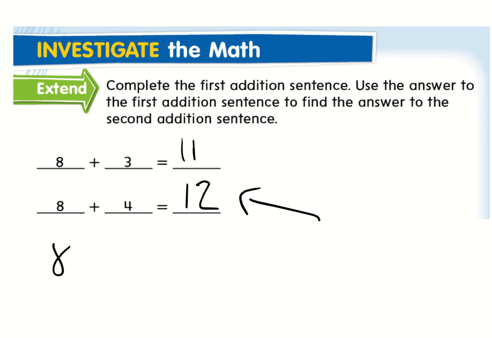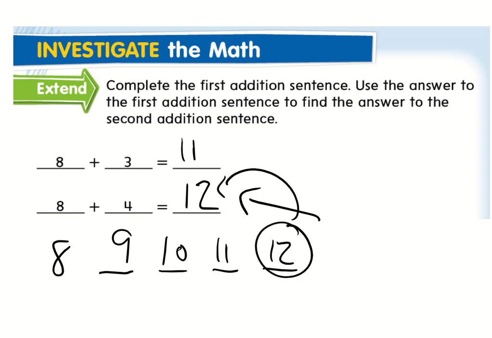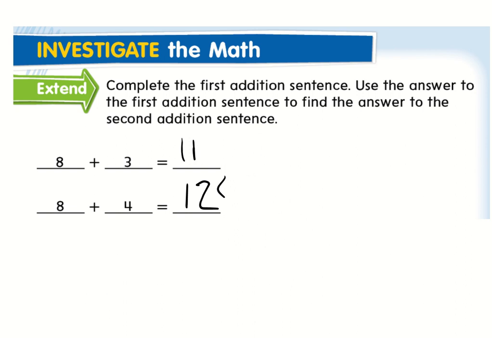So if I have the number 8, I'm going to count on 4. So I need to have 1, 2, 3, and then 4 spaces here. So let's count. So 8, 9, 10, 11, and 12. And our answer is 12, because we saw that 8 plus 3 equals 11, and 8 plus 4 is just one more than that.